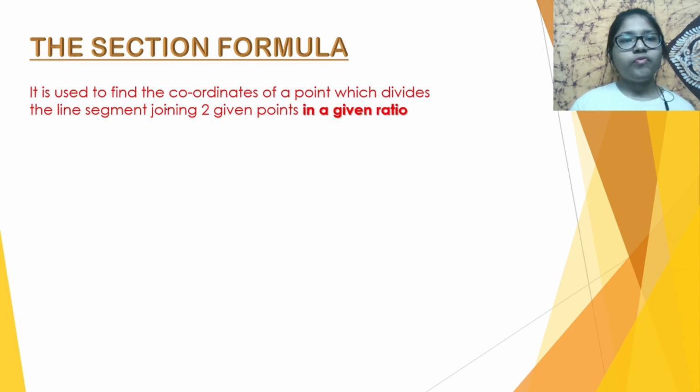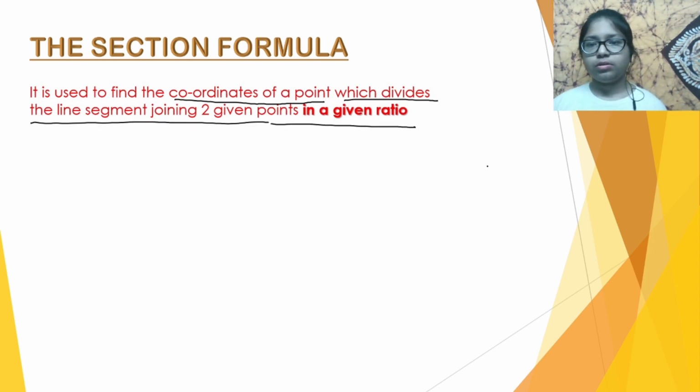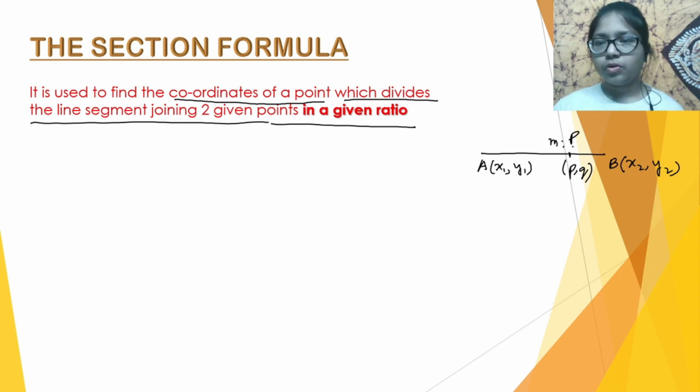It is used to find the coordinates of a point which divides the line segment joining 2 points in a given ratio. Suppose this is a line segment A (x1, y1), and this is B (x2, y2), and this is P, which divides this line segment, with p, q as coordinates. P divides this line segment in the ratio m is to n, that is AP is to PB equals m is to n. So section formula can be used to find the coordinates of P.